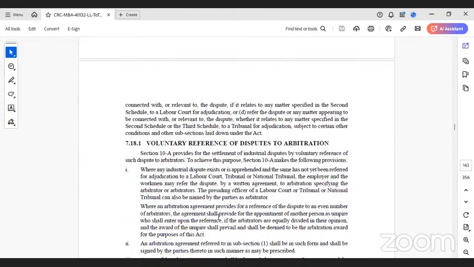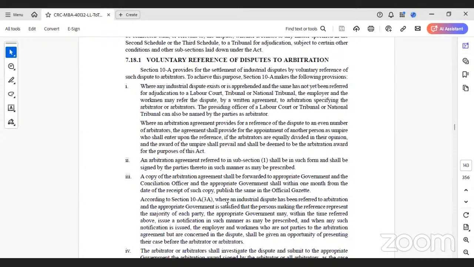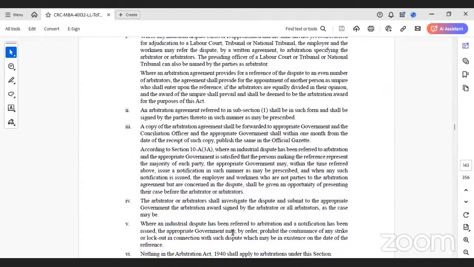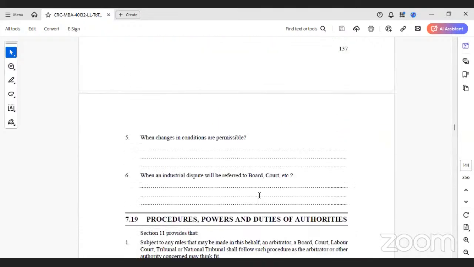And the voluntary reference of disputes to arbitration. Now, the particular aggrieved dispute can be referred to arbitration. In arbitration, generally, you have a neutral person appointed as arbitrator, and he listens to both the parties, and based on that, he might try to give a verdict or a decision to both the parties and try to settle the particular dispute within the industry.